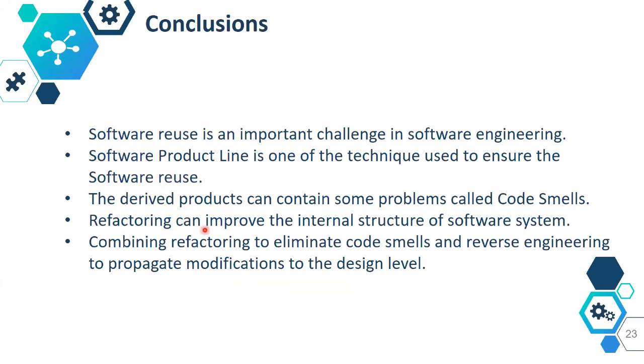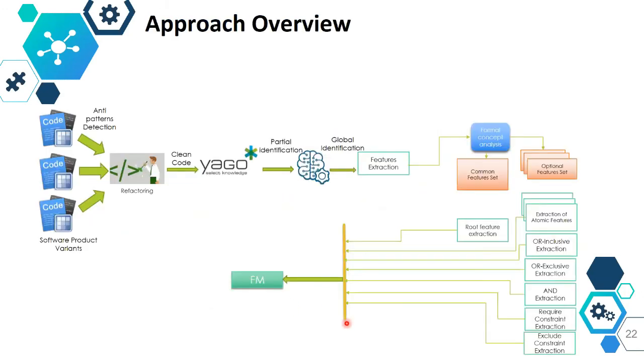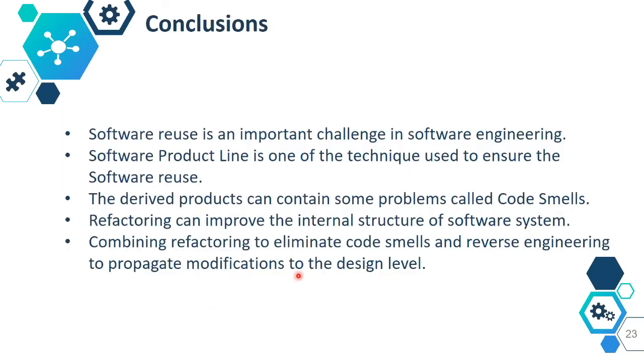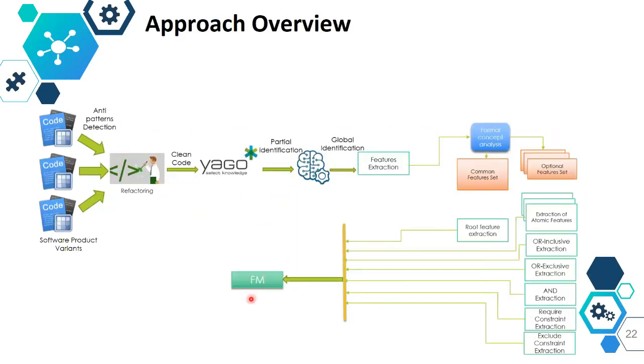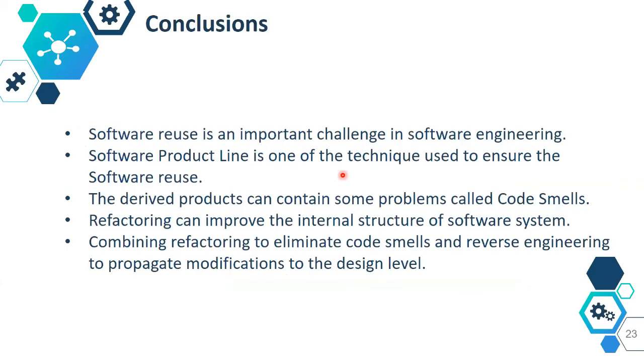As we mentioned, the derived product can contain some problems called code smells. To resolve this, refactoring is a solution for us. Refactoring can improve the internal structure of the software system. We can combine refactoring to eliminate the code smells and the reverse engineering to propagate the modification to the design level. As we mentioned here, the reverse engineering is from the code. We will obtain a design model. That's why we speak about combining the refactoring in the beginning to obtain the clean code, and the reverse engineering to obtain the design of the software product line.